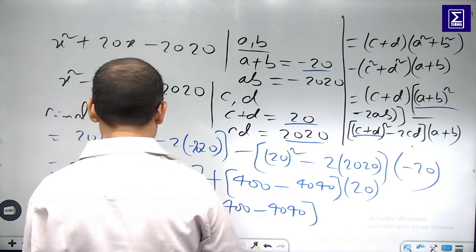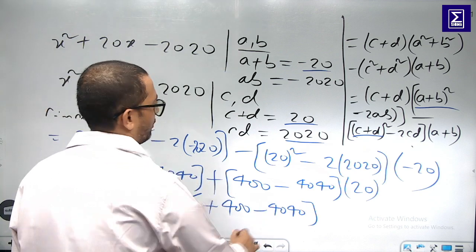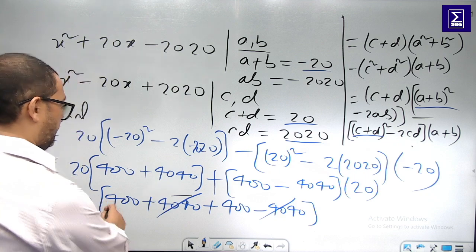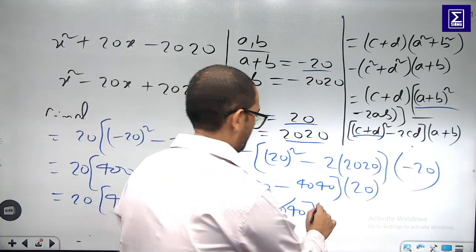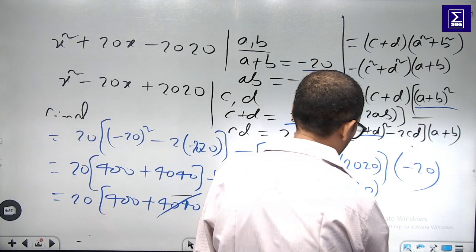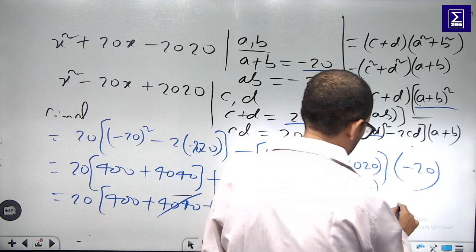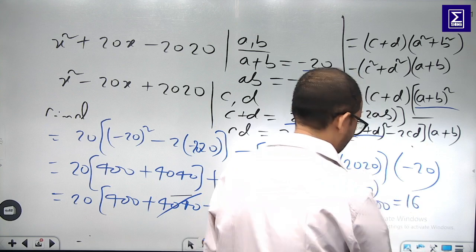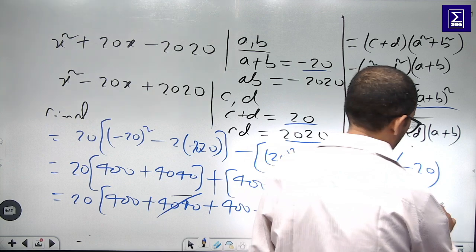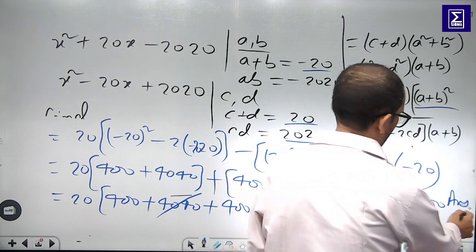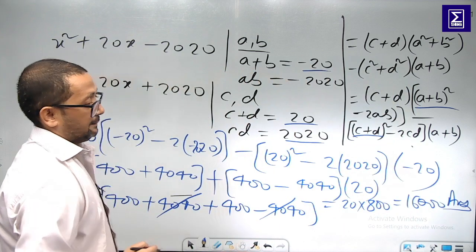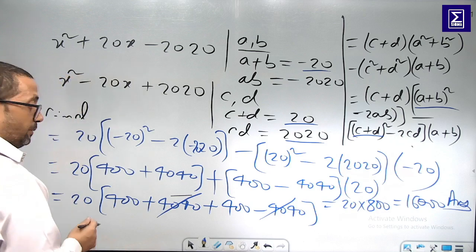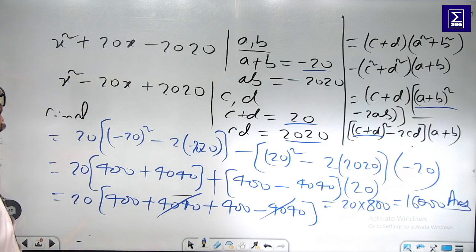So this 40 and 40 will get cancelled. You are left with 800. So it is 20 times 800. So this will be 16 and 3 zeros. So this is 16,000. This is the answer. So I don't think there is any problem in this question. This question was quite easy and it was asked in IIT Advanced.